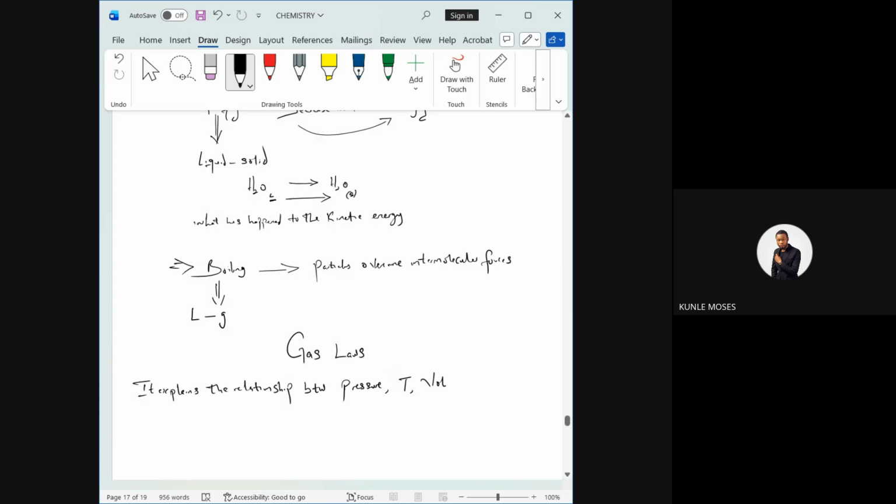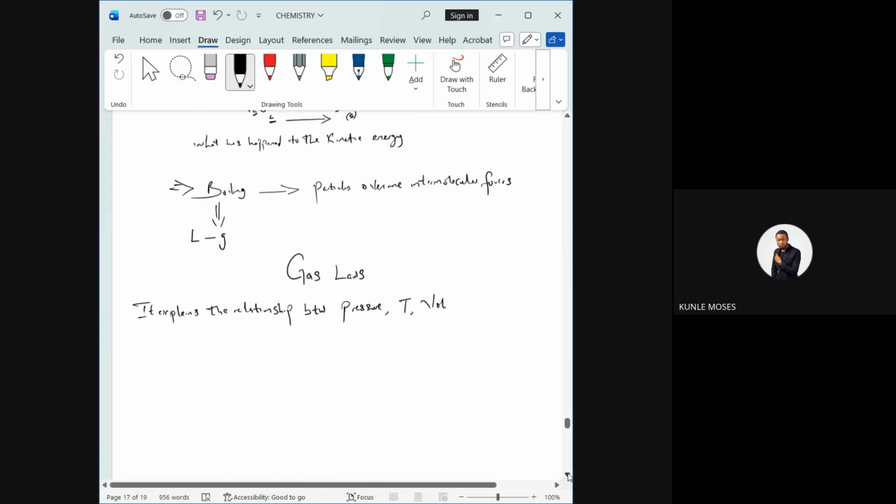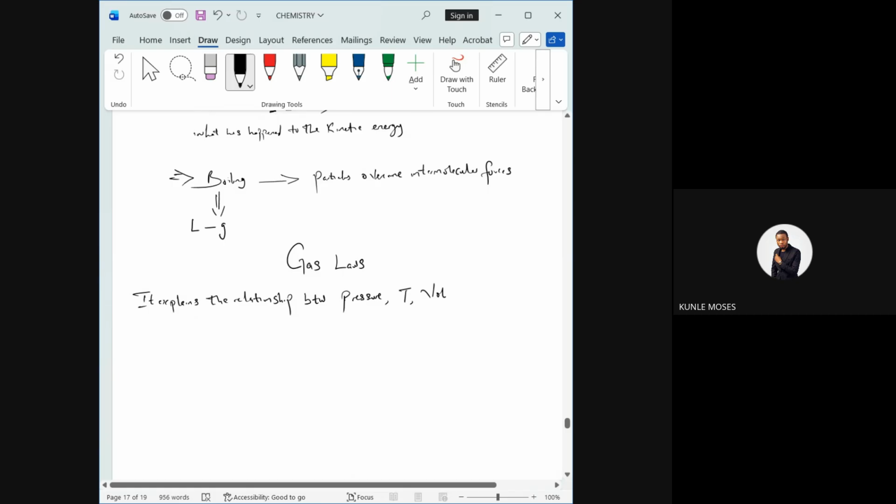But we have different gas laws. Some of them just explain the relationship between pressure and temperature. Some explain the relationship between pressure and volume. And some explain the relationship between the others. Is that taken? So let's start with the first one, which is Boyle's law.